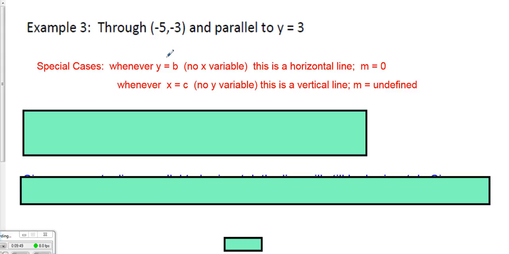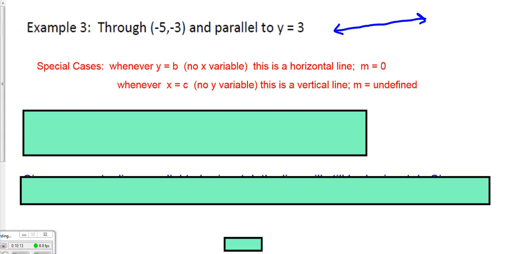Example 3. So it's going to go through the point -5, -3, and it's going to be parallel to y equals 3. Now, there are some special cases we need to look at here. Y equals 3, well, there is no slope here because there's no x term.